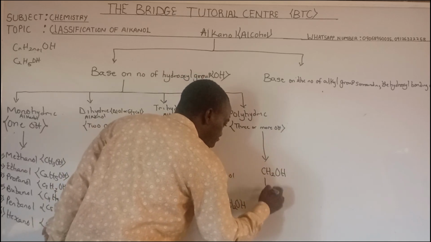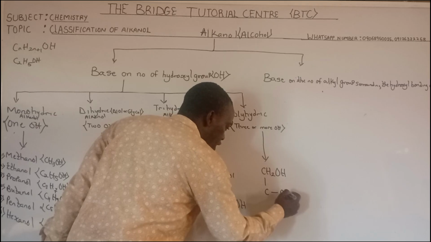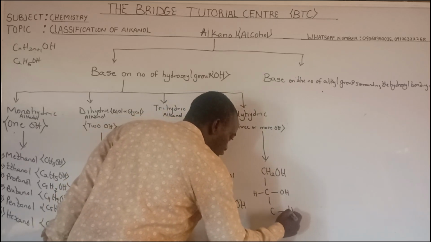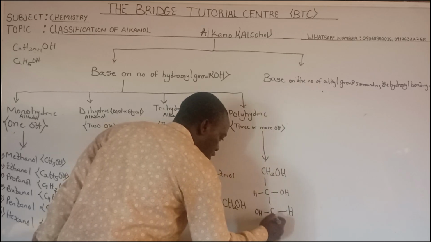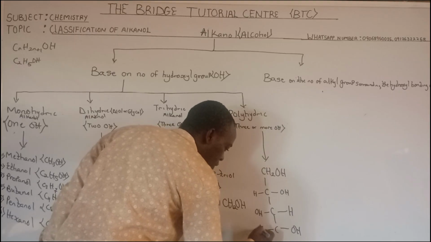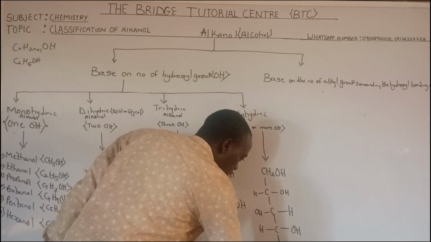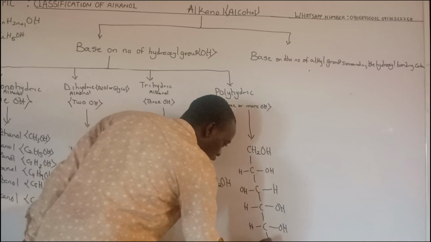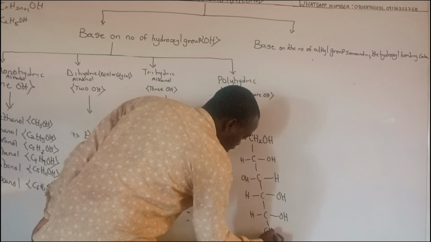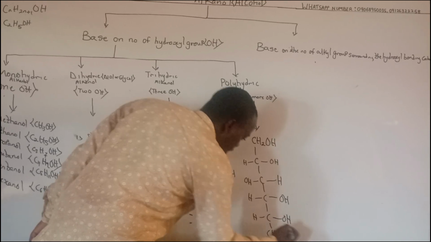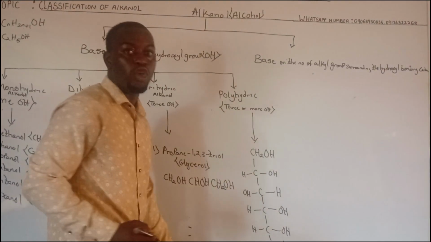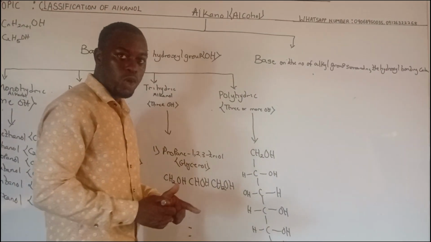Sorbitol, we have CH2OH. So we have C, we have OH, we have H. Here we have C, we have H, we have OH. Moving on, we have C, we have OH, we have H. We have C, OH, we have H. We have last C, 1, 2, 3, 4, 5, we have CH2OH. So you can see, this thing is called sorbitol. It is being referred to as sorbitol.